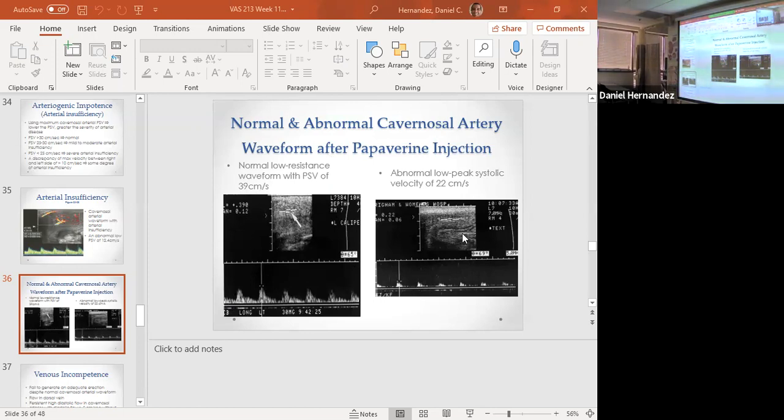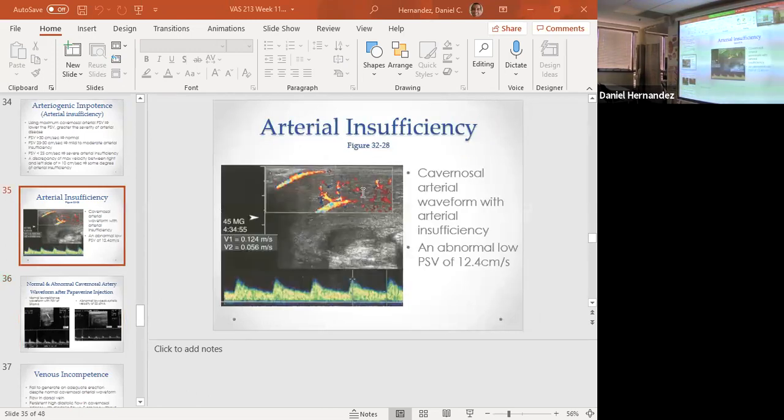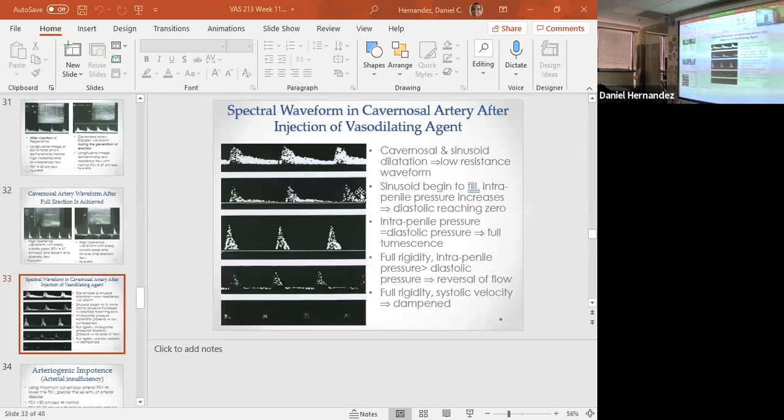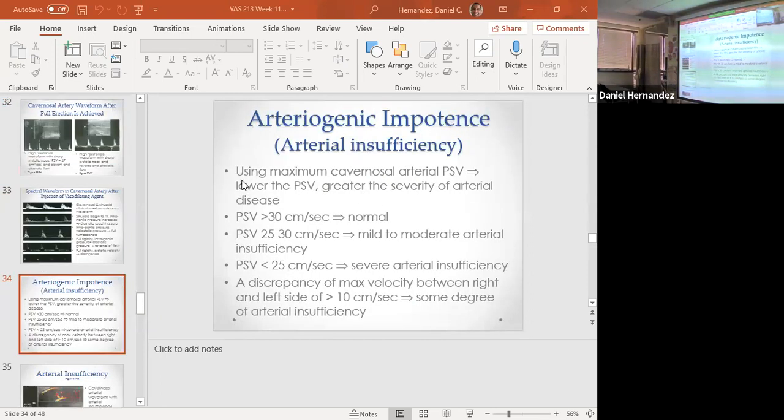Basically, the main takeaway from this when we're assessing for arterial insufficiency is we're looking at those peak systolic velocities. So decreased peak systolic velocities are going to be indicative of arterial insufficiency. So not enough blood flow getting to that tissue. So over 30 is normal, less than 30 is considered abnormal. So use 30 centimeters per second as your number to memorize as your cutoff.